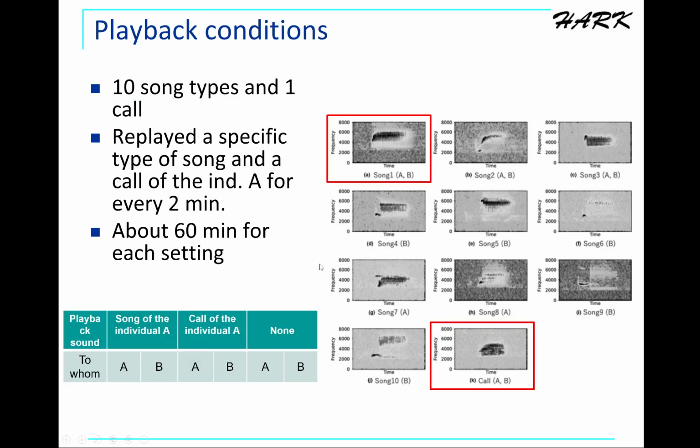So anyway, we conducted the recording and we could observe 10 song types and one call. Actually, there are many types of songs in this species, and that song is individual specific. And we replayed the specific type of song and the call of individual A every 2 minutes, and we conducted a 60 minute recording for each setting. So, song of individual A against A, or call of individual A against B, or something.